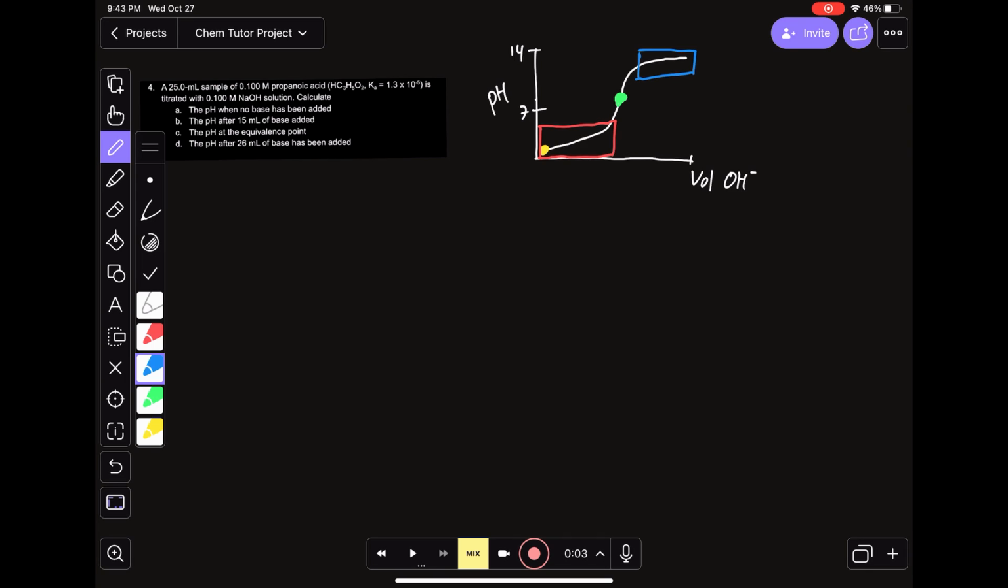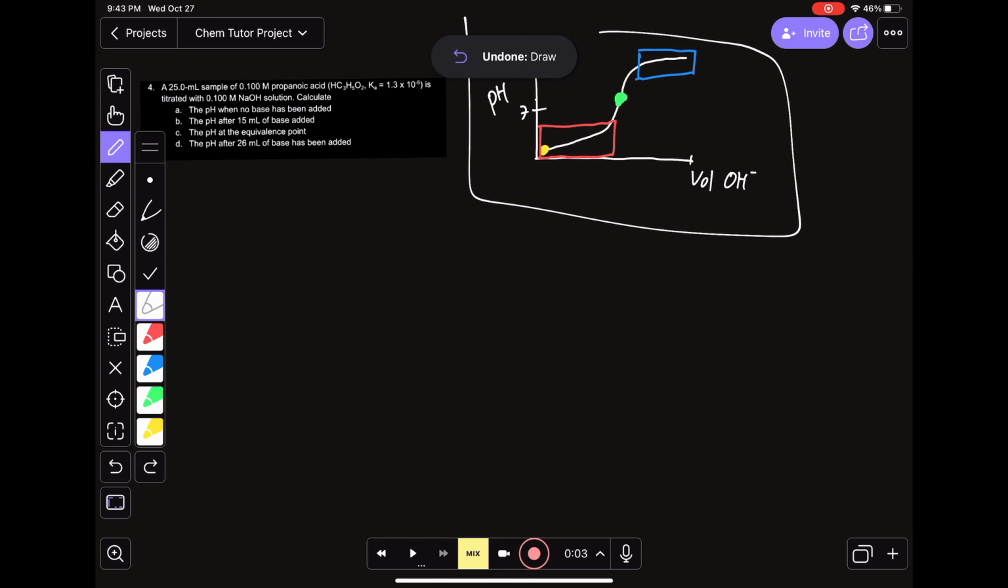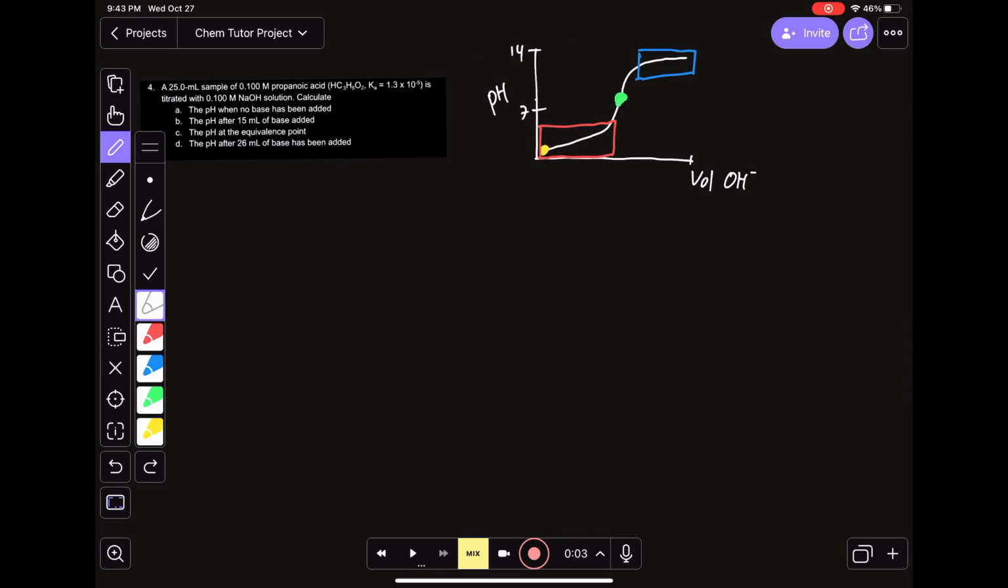And for each part, we have A, calculate the pH when no base has been added yet, which is on this graph right here at the yellow dot. And then part B, calculate the pH after 515 milliliters have been added, which is in this red box. And then pH at the equivalence point, which is at this green dot, and then pH after 26 milliliters of base has been added, which is at this blue box.